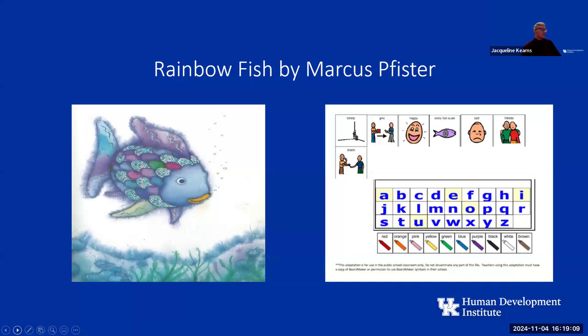Now, this is one we did. This is Rainbow Fish. And this is an example of using that, picking out the fringe that would go with the book.